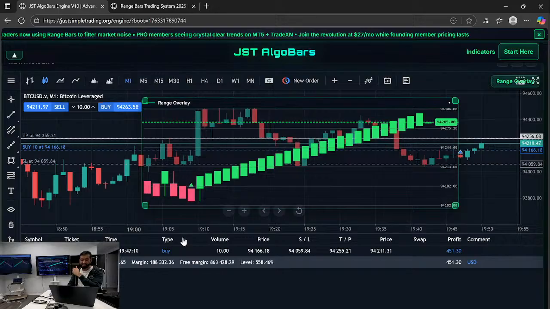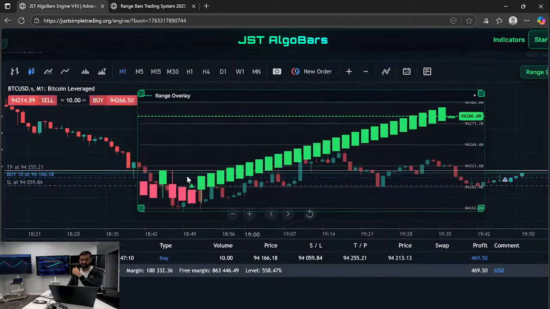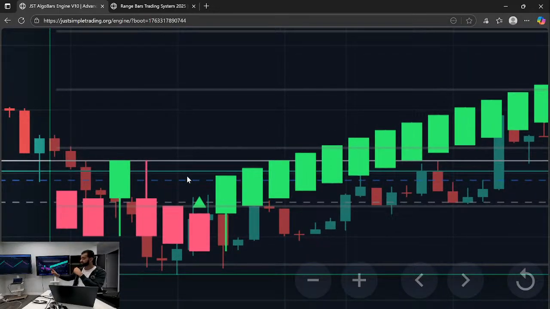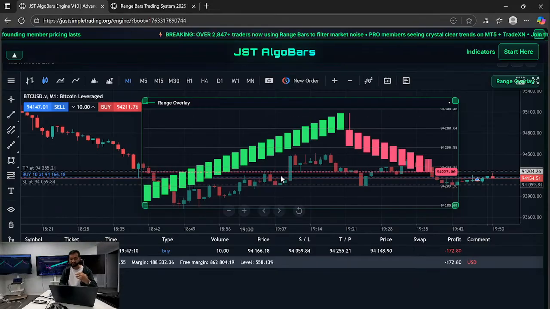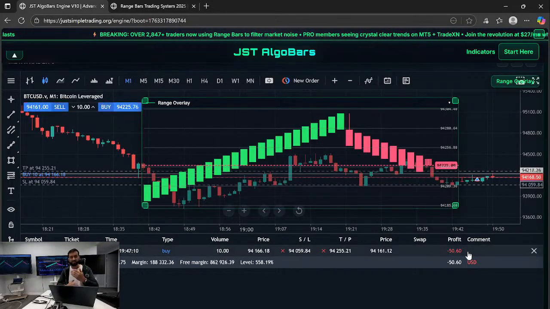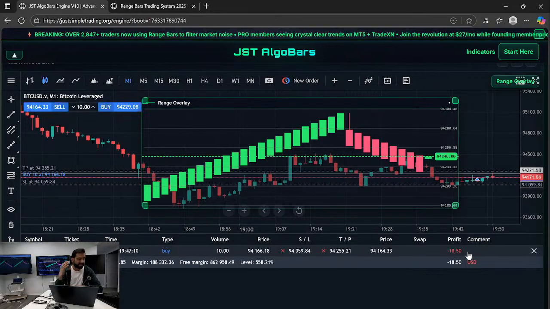And look at the range bars entry, okay, guys. Just look at where we entered on the range bars. As soon as the range bars went green, we entered a buy trade. That's what this arrow is showing. I entered this buy trade, and that's exactly what we do every single day. So we just enter at the range bars reversal.